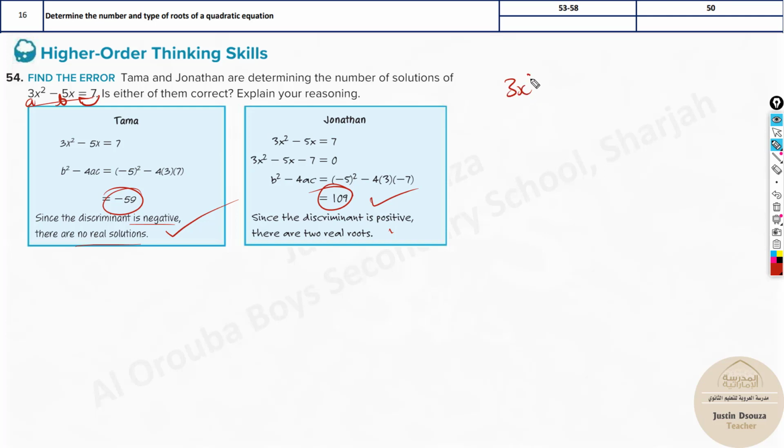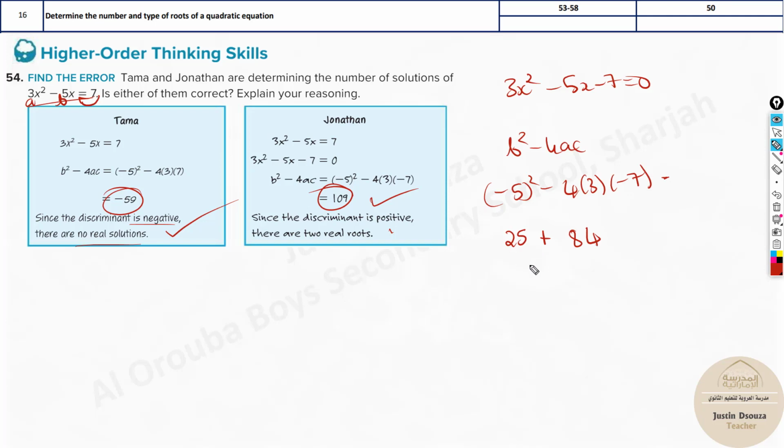So what you have to do is 3x squared minus 5x minus 7 is equal to 0. B squared minus 4AC is the discriminant. You will have -5 the whole squared minus 4, A is 3 and C is -7. That's it. Here it will be 25 minus 4 times 3 will be, wait, let's do it like this. 7 times 3 is 21, 21 times 4 is 84. But this will be plus because minus and minus. Now add them up. It will be 109.